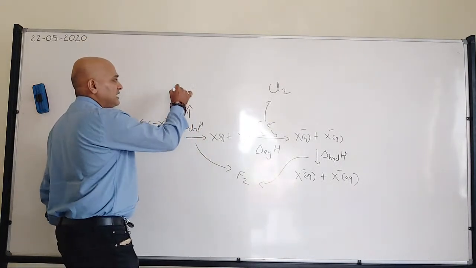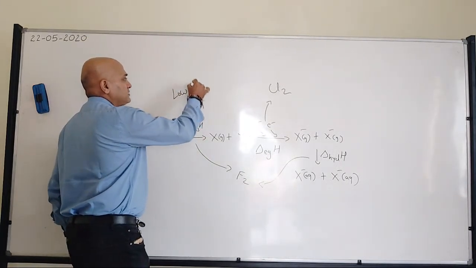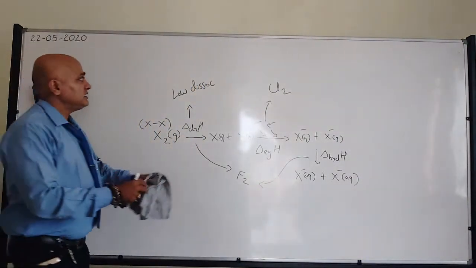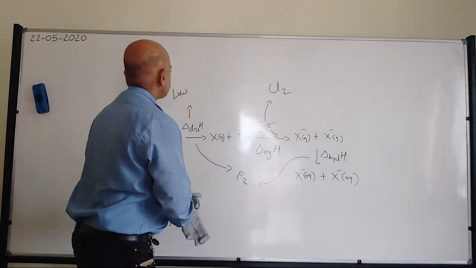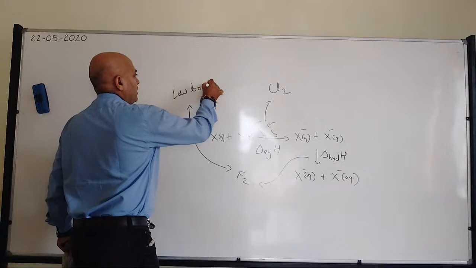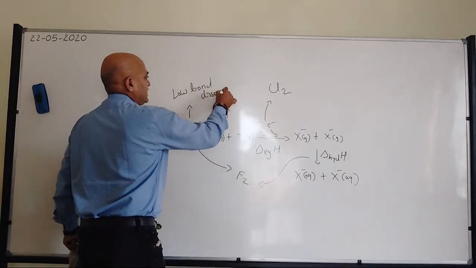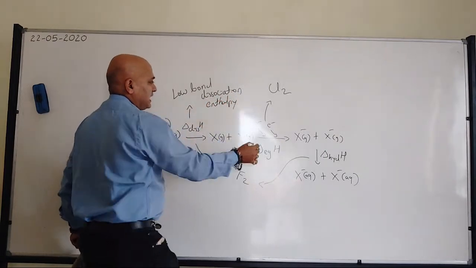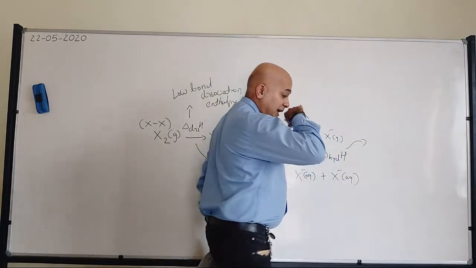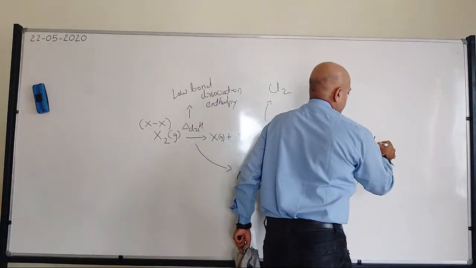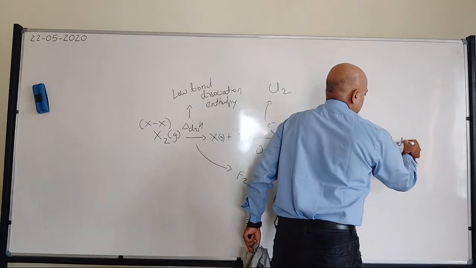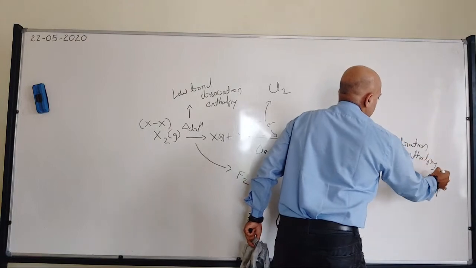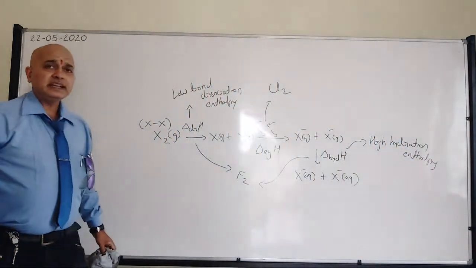So why is fluorine highly oxidizing? First point is low bond dissociation enthalpy, and here, high hydration enthalpy. What is hydration enthalpy?